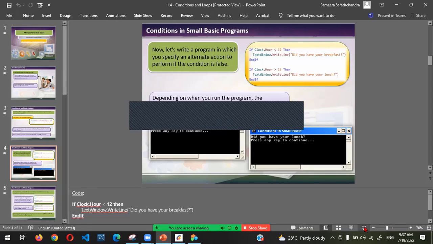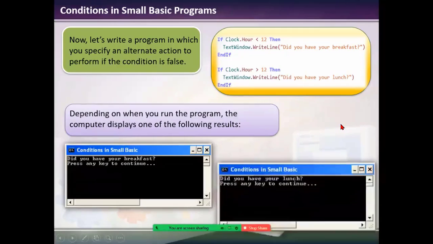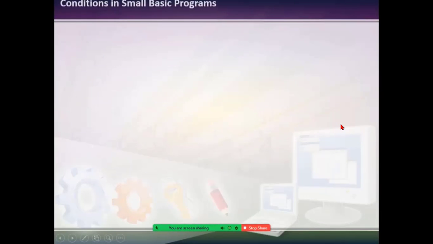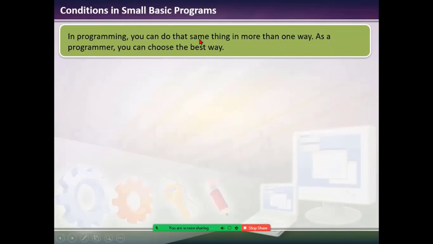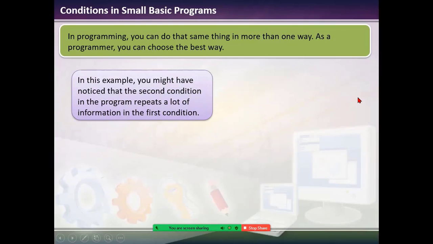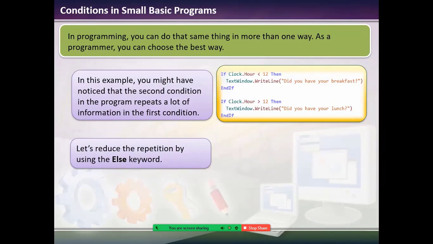Let's go to the presentation again. In programming you can do the same thing in more than one way. As a programmer, you can choose the best way. In this example you might have noticed that the second condition in the program repeats a lot of information in the first condition. So let's reduce the repetition by using the else keyword.